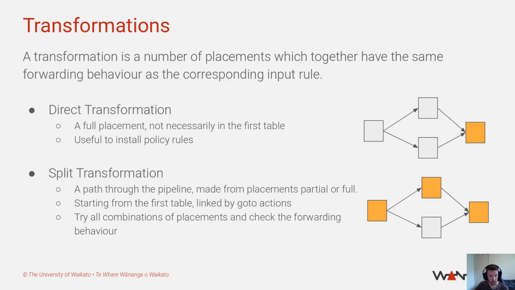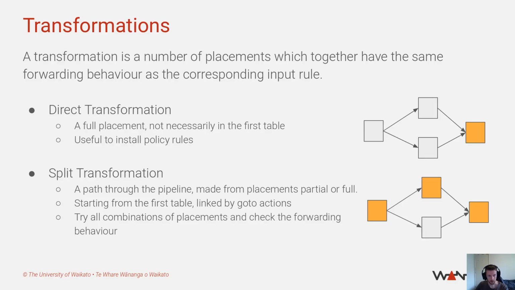The other way we create a transformation is a split transformation. This must start in the first table, and we form a path by following these placements, following the goto instruction on them through the tables.